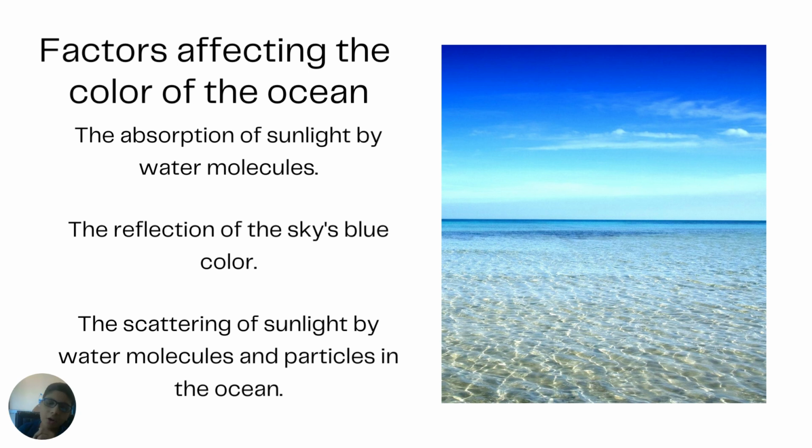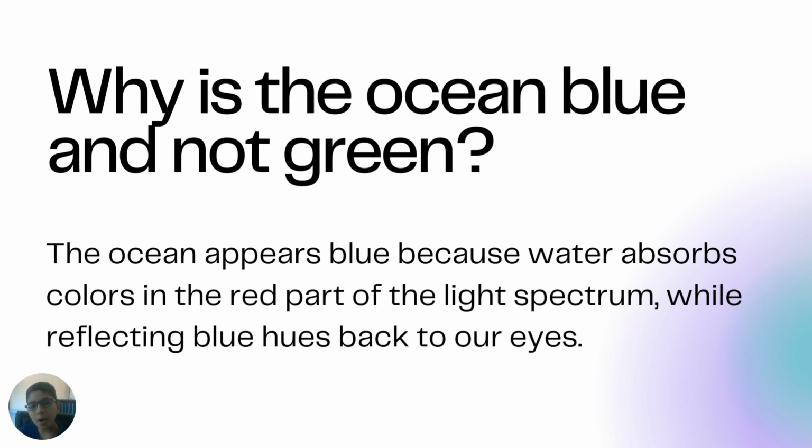Okay. Now, the next thing that we need to understand: why is the ocean blue and not green in color? The ocean appears blue because the water absorbs the colors in the red part of the light spectrum while reflecting the blue hues back to the eyes. Well, this is correct, but in some cases we have seen that the color of the ocean changes to green.